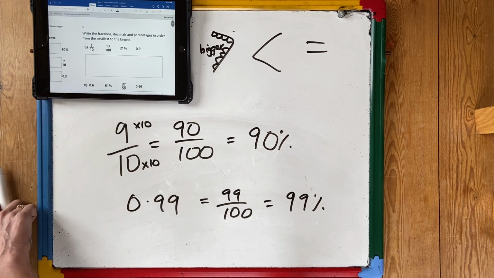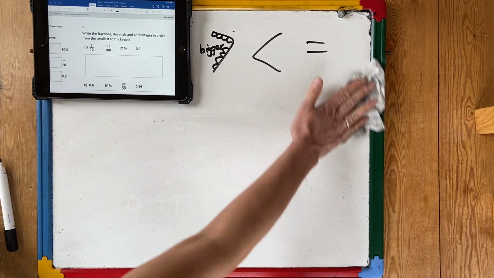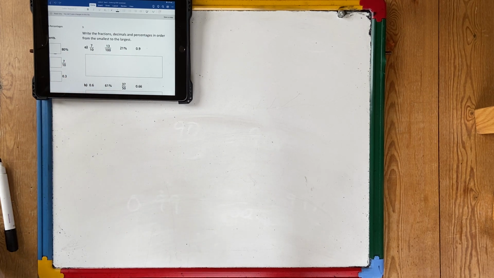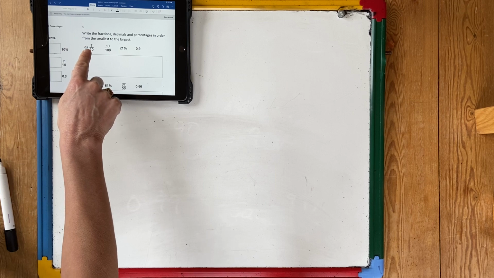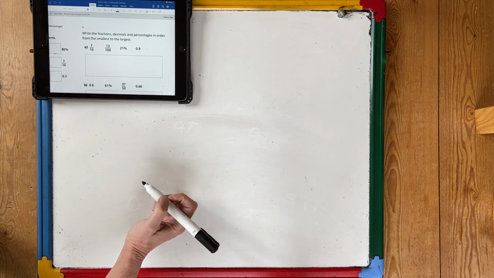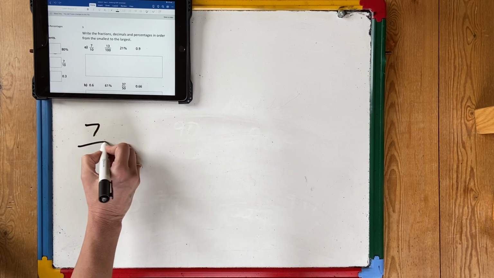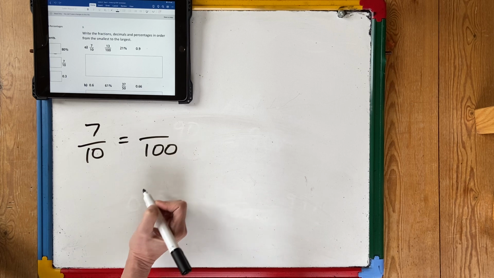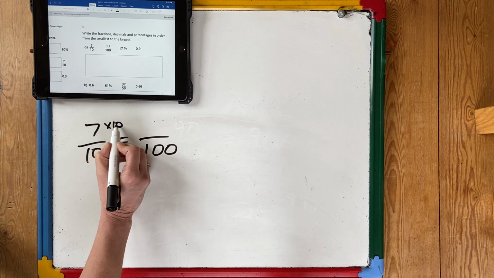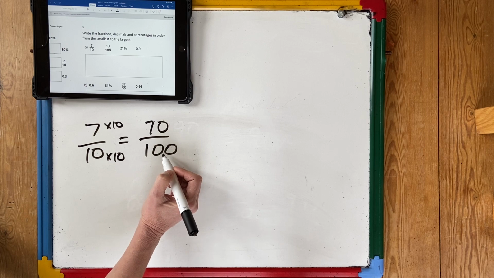Okay, question 3. Write the fractions, decimals and percentages in order from the smallest to the largest. We need to make sure they are all fractions, or all decimals, or all percentages. Once they're all the same, you'll be able to order them really easily. So what is 7/10 in hundredths? Let's find the equivalent fraction of 7/10 in hundredths. 10 times 10 is 100, so multiply the numerator by 10. 7 times 10 is 70. So 7/10 is 70 hundredths.